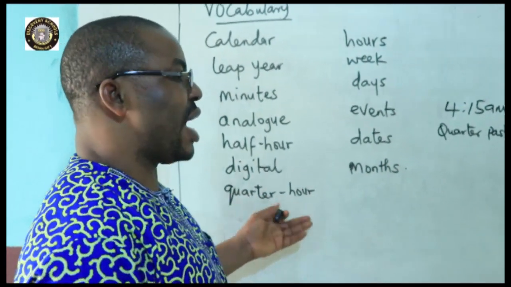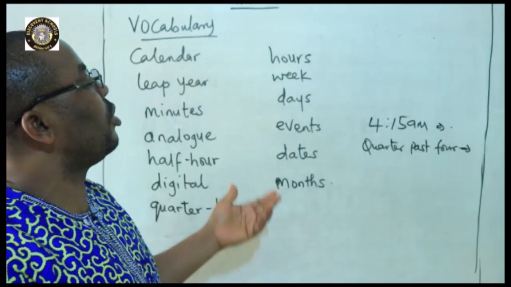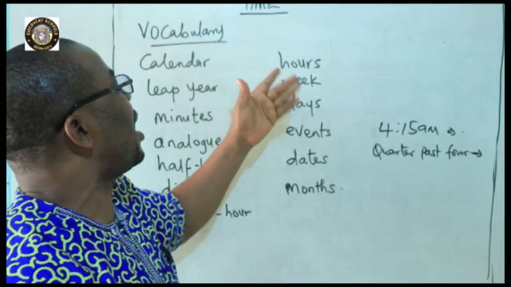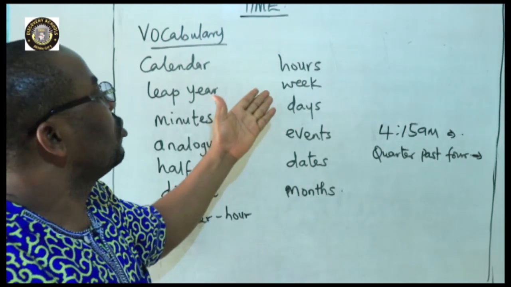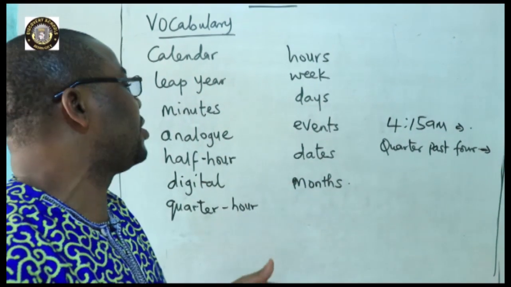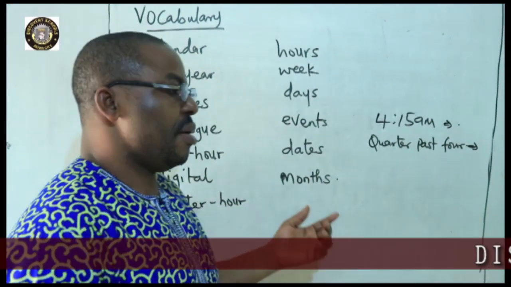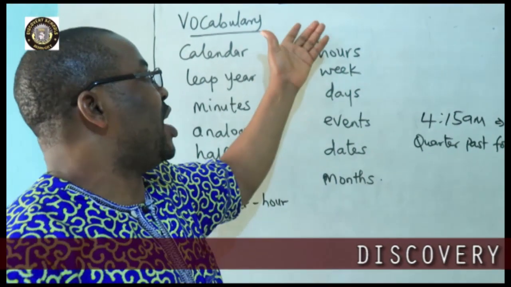The next one is quarter hour. We shall be looking at what quarter hour is. Hours, we shall be looking at what hours are. Week, we know what a week is. Days, we know what days are. Events, we shall be looking at events, dates, and months. What do we use to measure time?